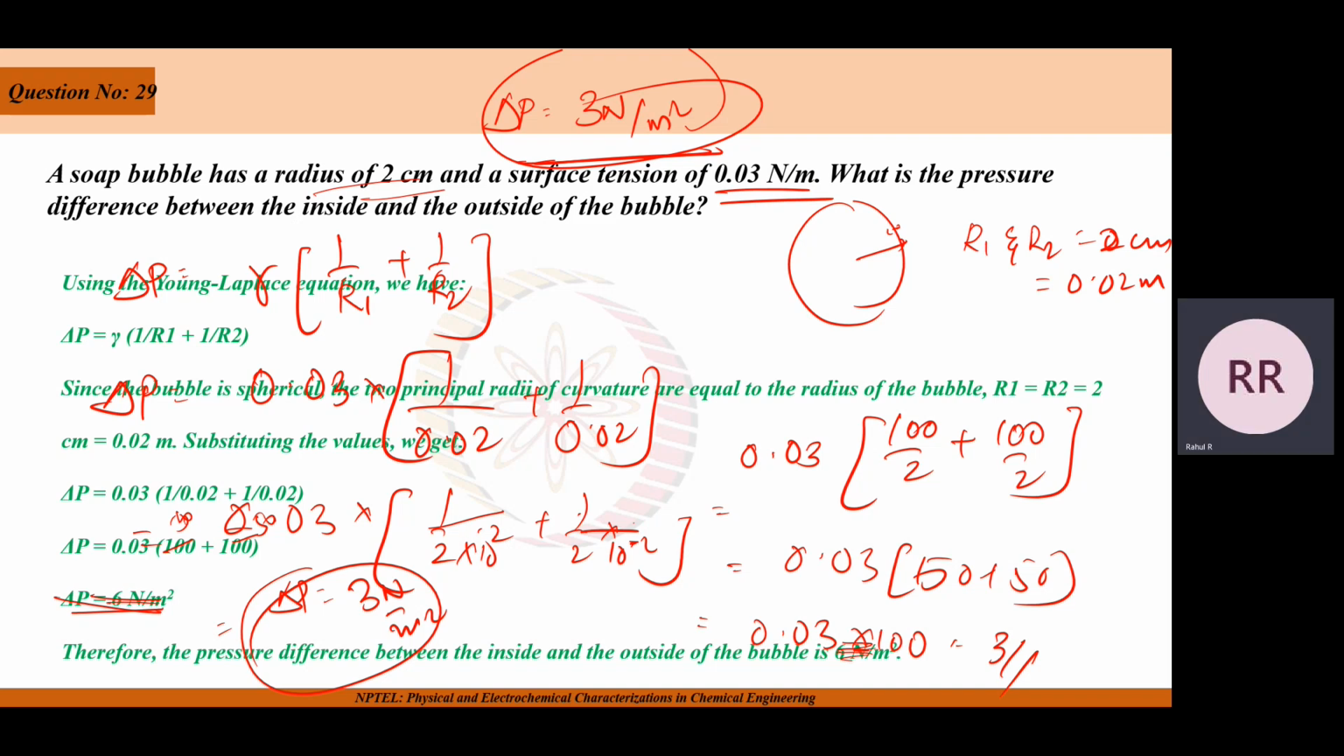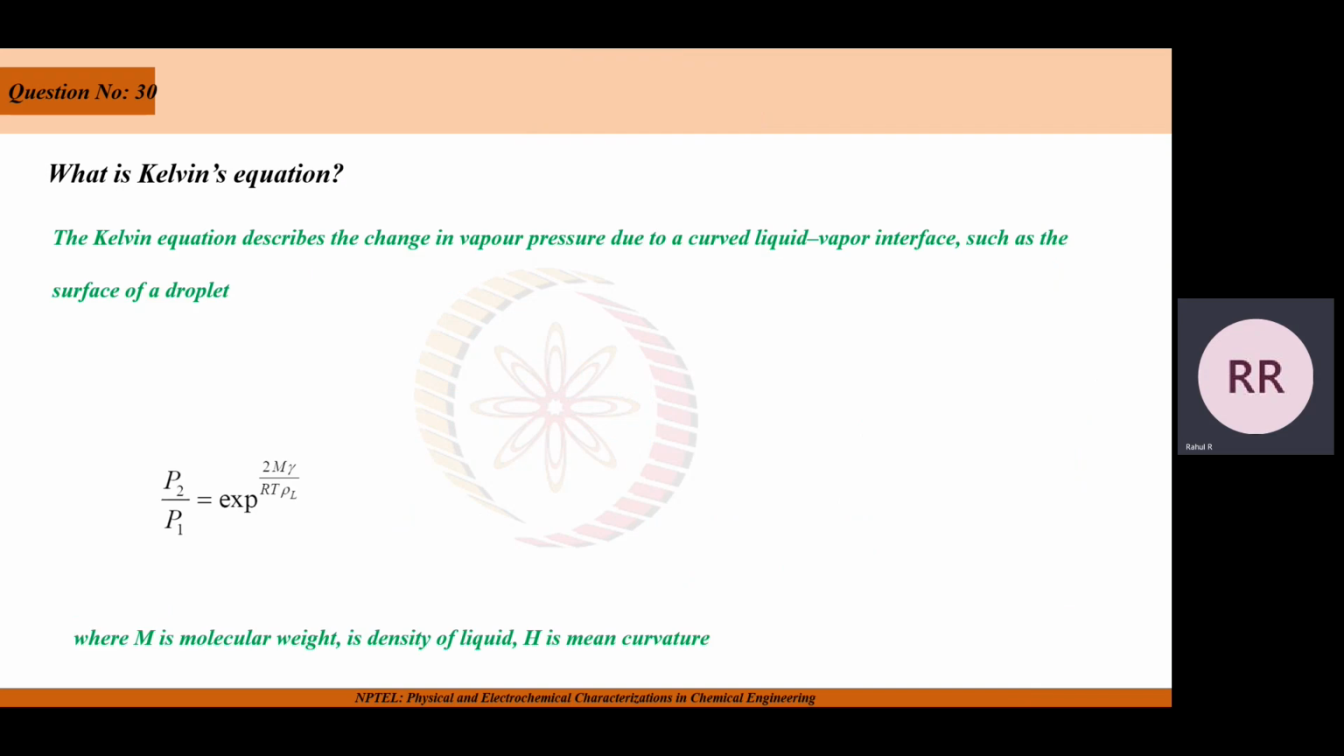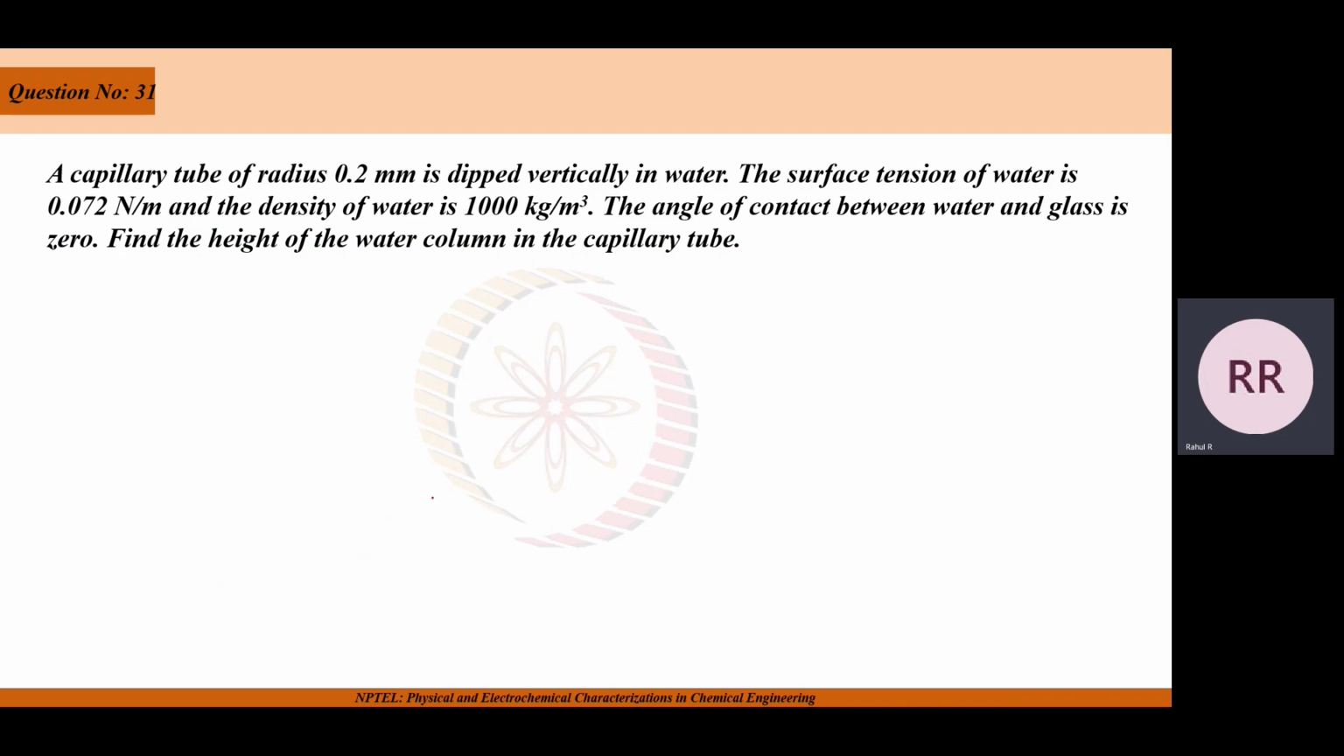What is Kelvin's equation? Basically, Kelvin's equation describes the change in vapor pressure due to a curved liquid-vapor interface, such as the surface of a droplet. This can be found using the formula P by P0 equals the exponential of 2 gamma V by R T rho L. So yeah, this is it. Now let's go to the next question.